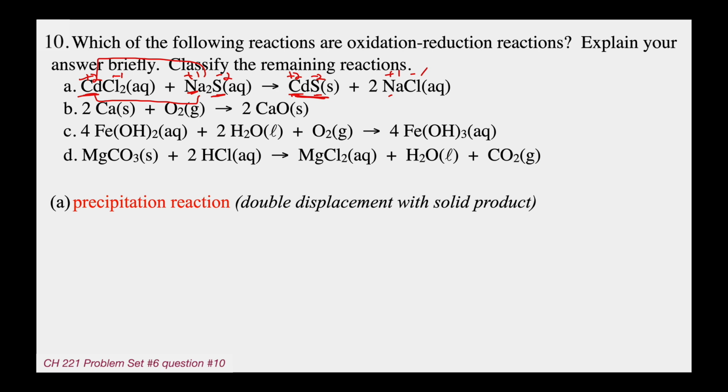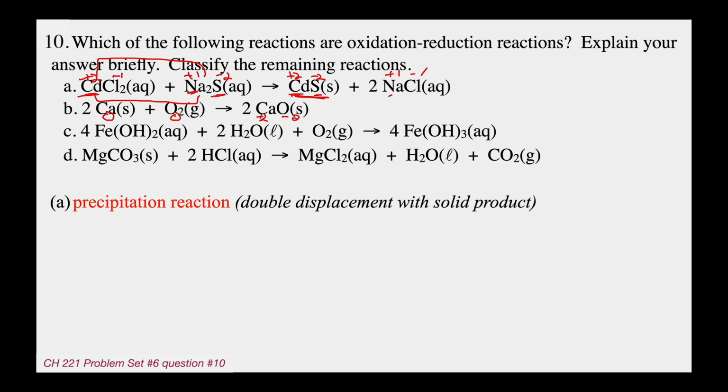Now, on B, let's do the same oxidation number. Calcium and oxygen here are pure elements, so their oxidation numbers are 0. But in calcium oxide on the right, this is a compound. Oxygen is -2 almost all the time in compounds. Calcium would be +2. Now you're seeing changes to oxidation number. Calcium is going from 0 to +2. Calcium must be losing electrons, because the only way it can go from 0 on the left to +2 on the right is if it loses 2 electrons. Loses electrons means oxidized.